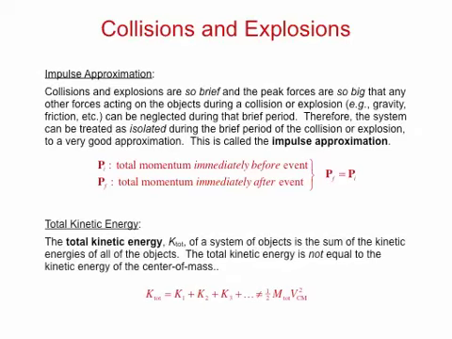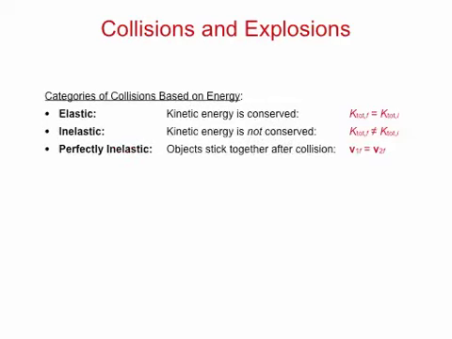The total kinetic energy of a system of objects is the sum of the kinetic energies of all of the objects. However, unlike total momentum, the total kinetic energy is not equal to the kinetic energy of the center of mass. Collisions are generally categorized by whether or not total kinetic energy is conserved. A collision in which the total kinetic energy is the same before and after is called elastic, whereas a collision in which the total kinetic energy is not the same before and after is called inelastic.